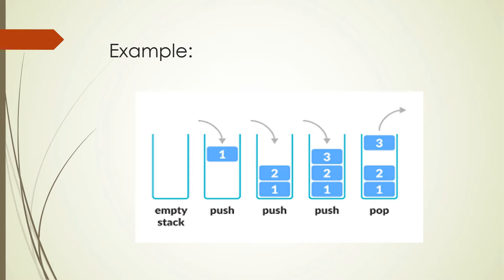As we know that a stack follows the last in first out mechanism, the element which is inserted last into the stack is removed first from the stack. So here, the last element is 3 and it is eliminated first. This deletion is done by using the pop operation. By this example, we can understand how push and pop operations are performed in the stack.